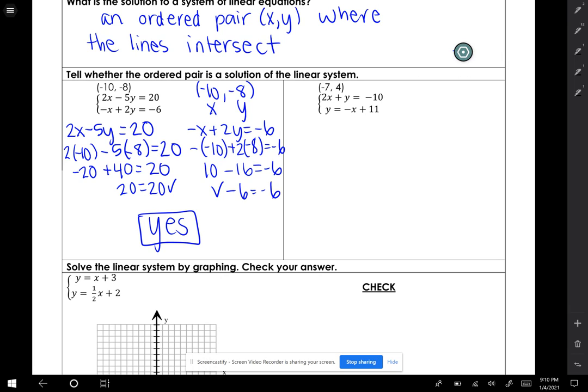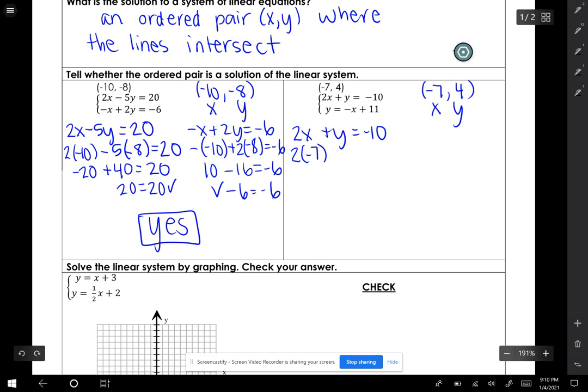The next problem is the same in that we are going to use the point they gave us, -7 comma 4, to replace x and y and see if these check out. So for the first equation, 2x plus y equals -10. I'm going to replace x with -7. So 2 times -7 plus, I'm going to replace y with 4, and we're going to see if that equals -10. Well, 2 times -7 is -14, plus 4 equals -10. -14 plus 4 is in fact -10, so it works in the first equation.